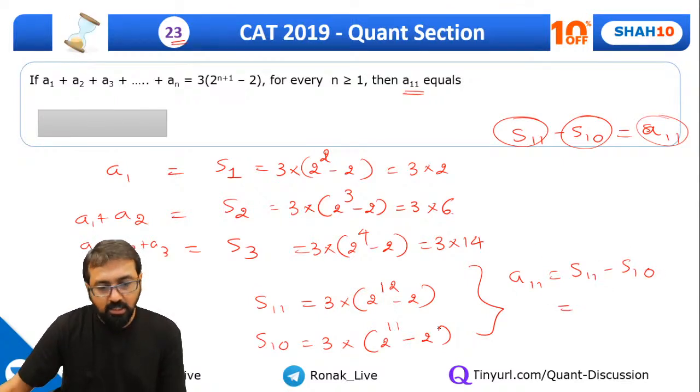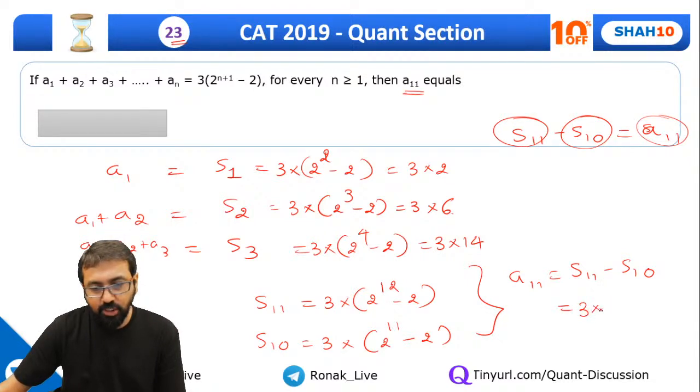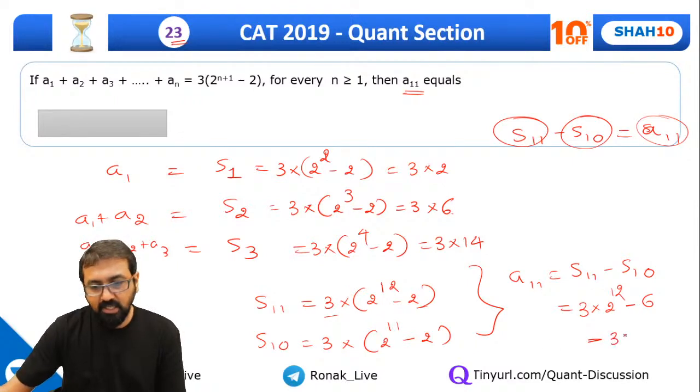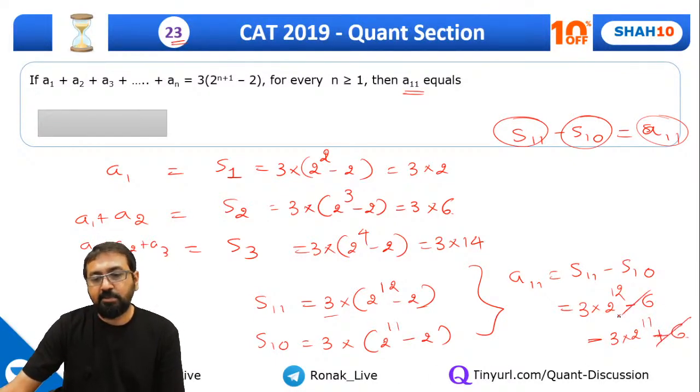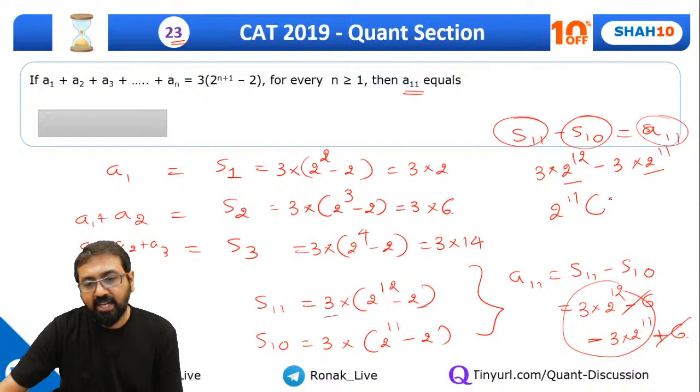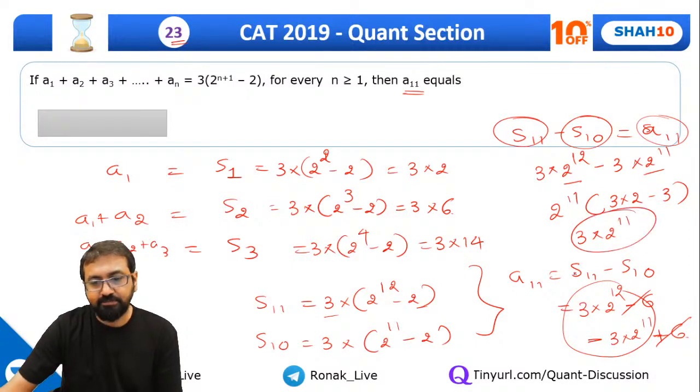So this will come out to be S11, which is 3 into 2 raised to 12 minus 3 into 2, that is 6, minus 3 into 2 raised to 11 minus 6, right? This will become plus 6, so the minus 6 plus 6 will get cancelled off. So what am I left with? Only this part: 3 into 2 raised to 12 minus 3 into 2 raised to 11. Let's take 2 raised to 11 as the common factor. We'll be left with 2 raised to 11 in the bracket 3 into 2 minus 3. Yes or no? So what is this? 3 into 2, 6 minus 3. So it's 3 into 2 raised to 11. As simple as that, guys.